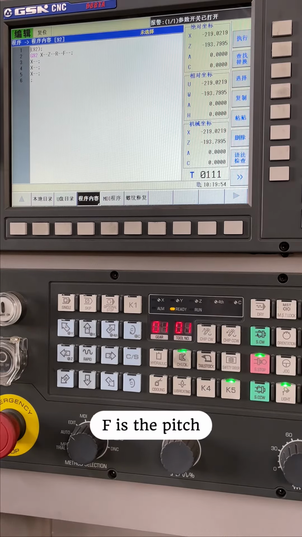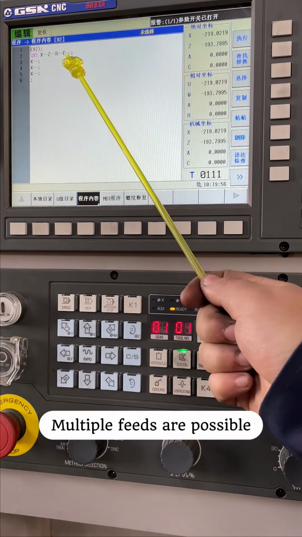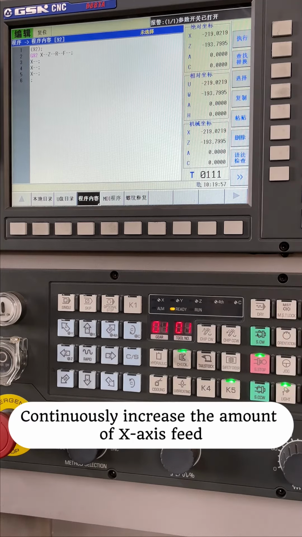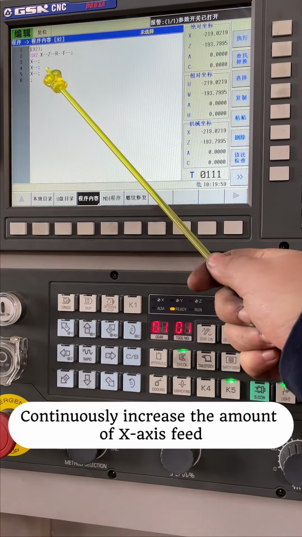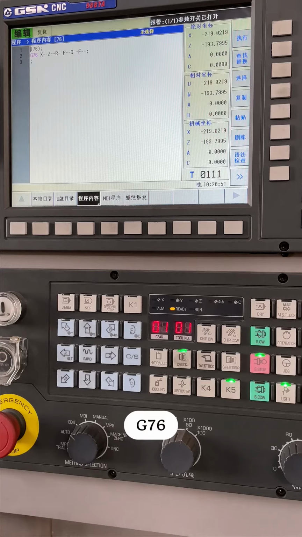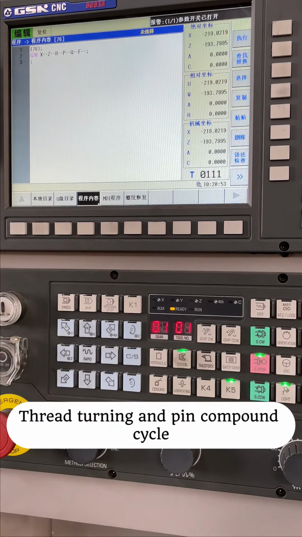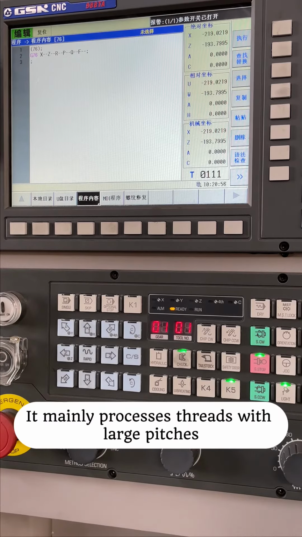F is the pitch. Multiple feeds are possible, continuously increasing the amount of X-axis feed. G76 thread turning compound cycle. It mainly processes threads with large pitches.